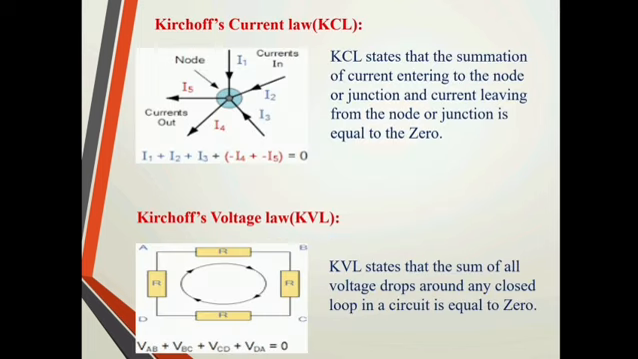First, we see the statements of Kirchhoff's current law and voltage law. Kirchhoff's current law states that the summation of current entering the node and the current leaving from the node is equal to 0. And Kirchhoff's voltage law states that the summation of all voltage drops around any closed loop in a circuit is equal to 0.